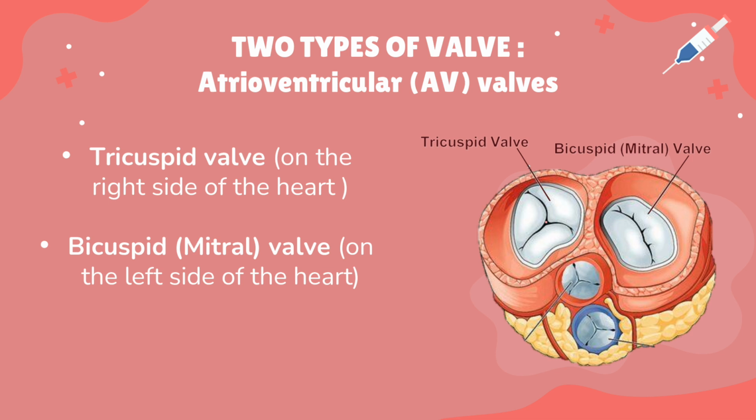While the bicuspid valve is located on the left side of the heart and is made up of two cusps and lies between the left atrium and the left ventricle.